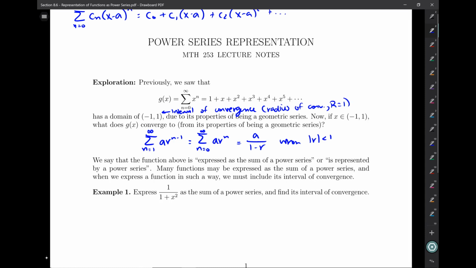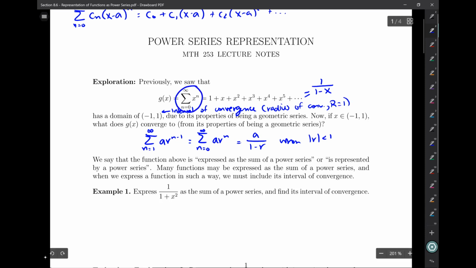With that in mind, this power series converges to, well, notice the a value here, which I circled, that's not a 0. This a value is just 1, over 1 minus the r value, which in this particular case, since it's a power series, is x. So it would converge to 1 over 1 minus x. That means that the function 1 over 1 minus x can be represented with a power series, in this case this particular power series, but only on a certain interval.